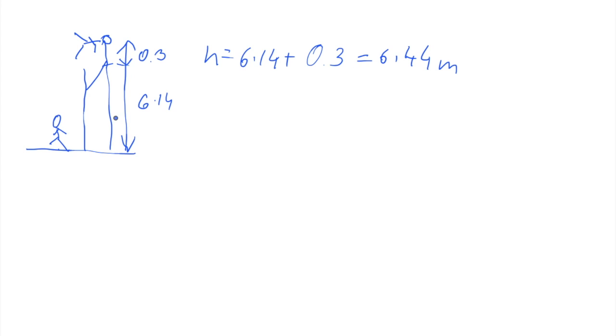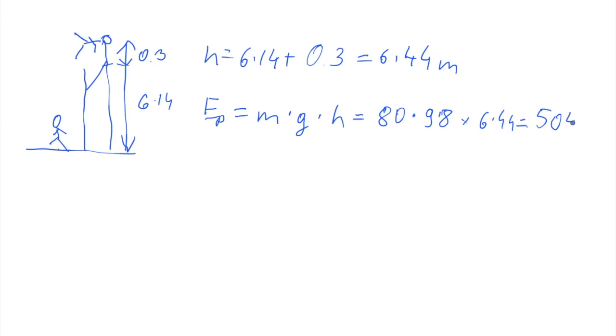So to calculate potential energy, we simply apply our potential energy formula. This is an important formula that we need to remember. That's equal to mass times acceleration due to gravity times the height, and in this case we get mass is 80 kilograms times 9.8, and all that times height, which is 6.44, and the total energy ends up being 5048.96 joules.